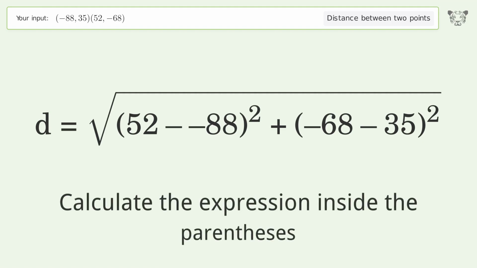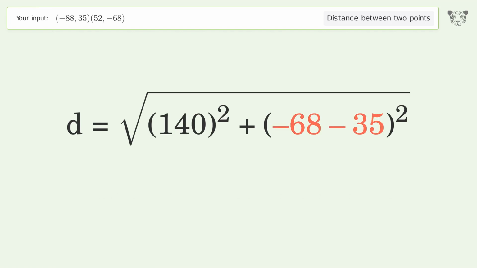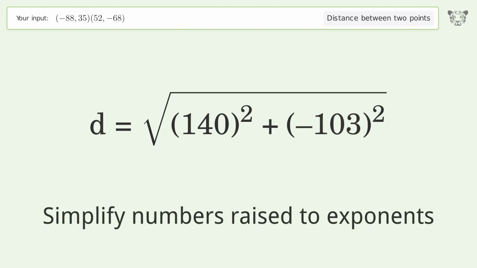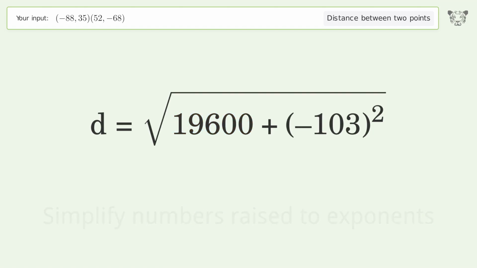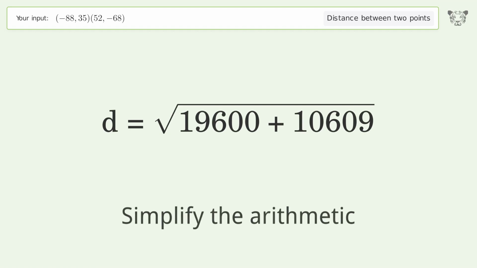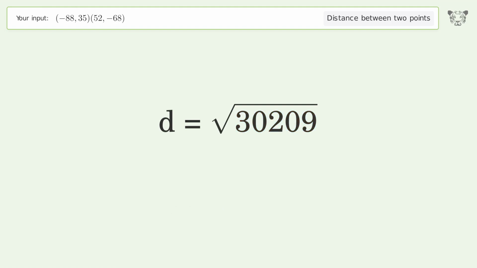Calculate the expression inside the parentheses. Simplify numbers raised to exponents. Simplify the arithmetic. And so the distance between the 2 points is the square root of 30,209, or 173.807.